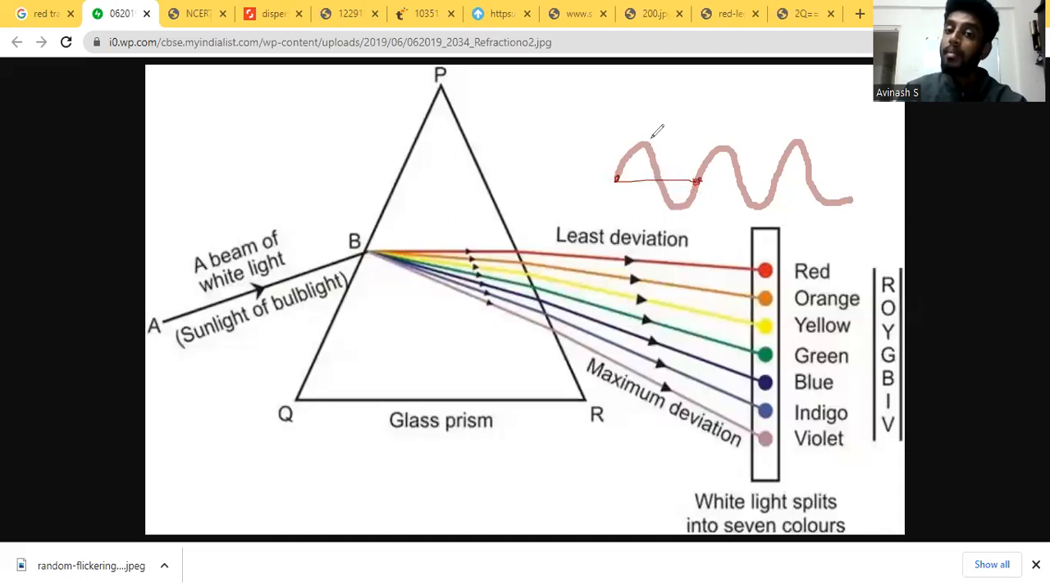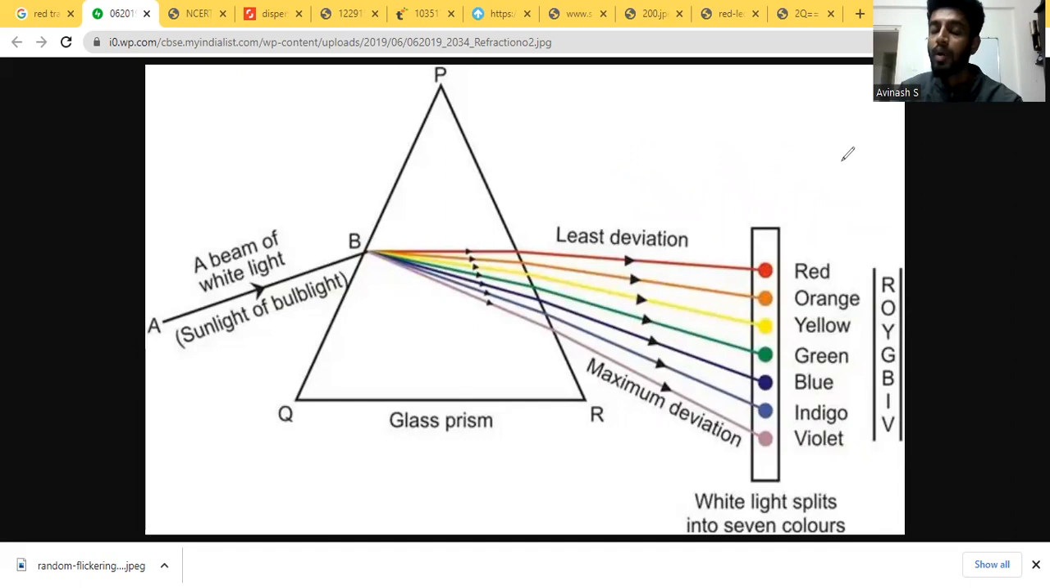Now there is one more word we need to know before getting into the concept, which is frequency. Frequency means how many cycles are formed within a second, within a unit time. Here you can see 1, 2, 3. So the frequency is 3. We need to understand these basics before getting into the concept.